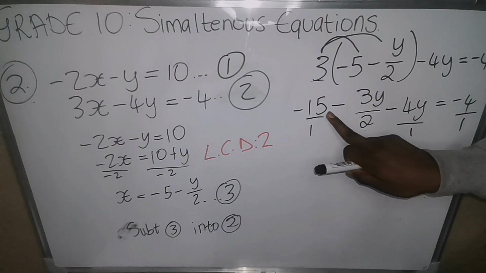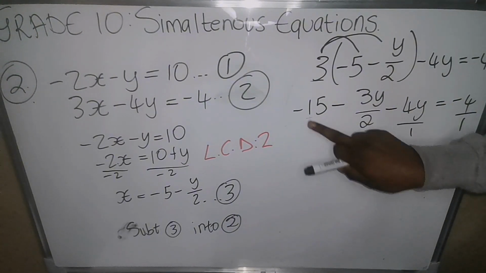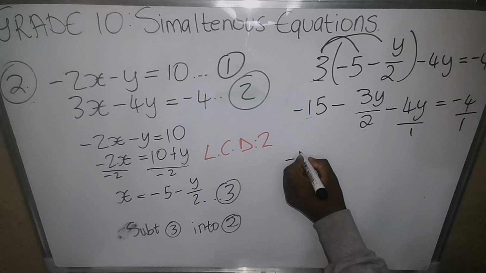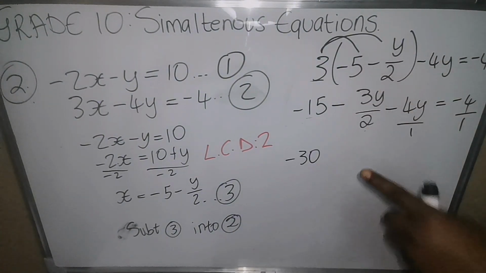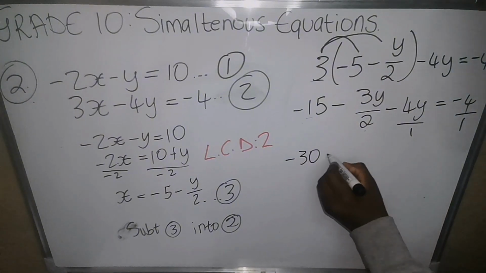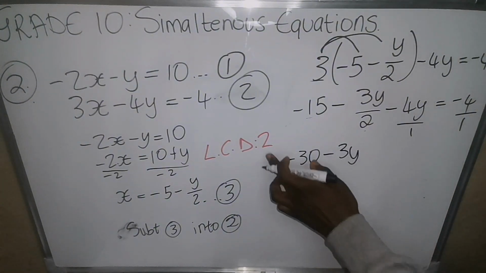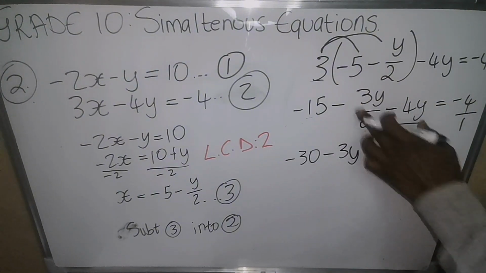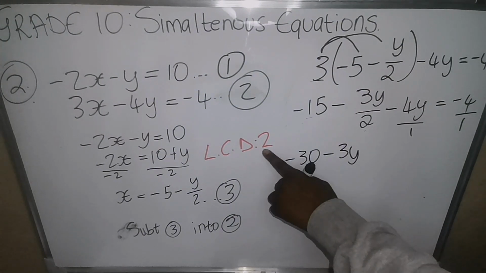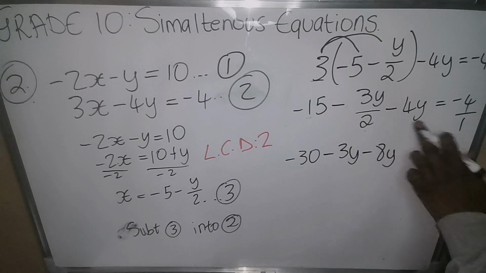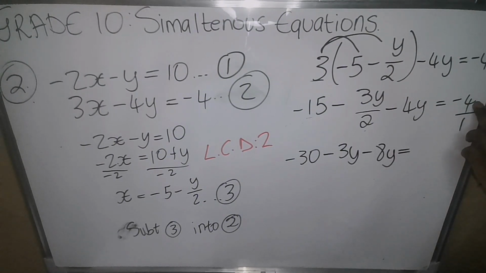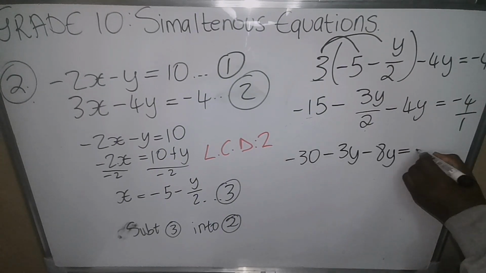Our first term is negative 15. You are going to say negative 15 times 2 is negative 30. Then this fraction, you multiply it by 2. When you multiply this fraction by 2, you're going to be left with negative 3y, because this 2 divides this 2. Then this 2 multiplied by negative 4y is going to be negative 8y, is equal to this negative 4 multiplied by this positive 2, which is negative 8.